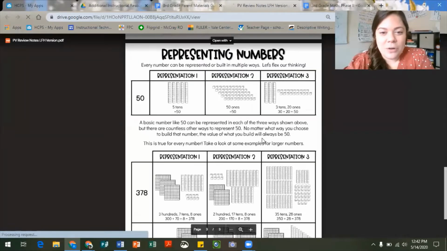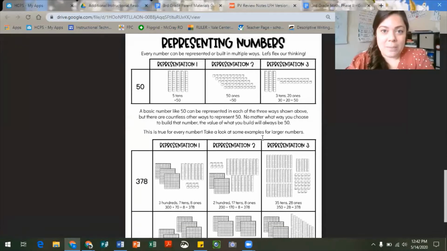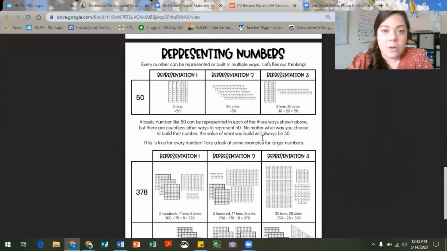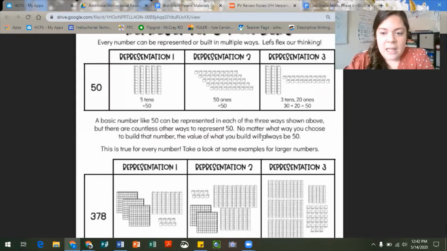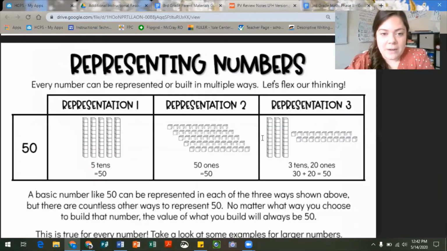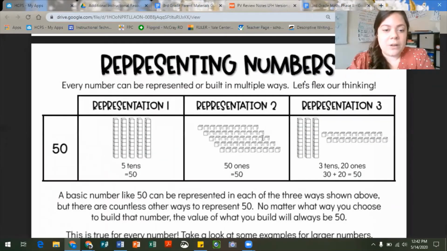All right, so I'm scrolling here down to the representing number section. This is going to be a great reference tool for you all to use while you are working on the activity for this part of the math lesson. Essentially, these notes are just depicting some of the different ways that you can represent numbers. So let's take a look at the very first example here, because it's a great basic representation of how we can represent a number in a lot of different ways using place value blocks.